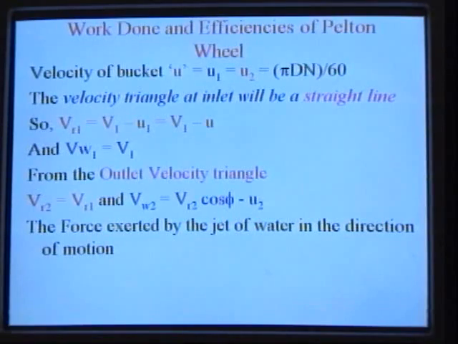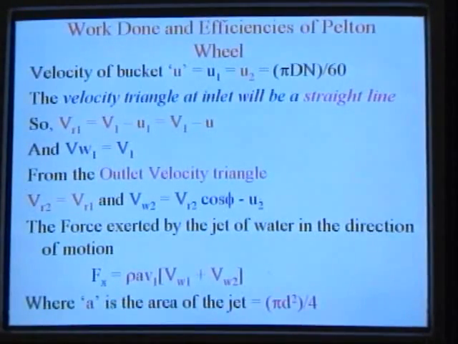Now to calculate the force exerted by the jet of water in the direction of motion, we have force is equal to mass into change in velocity. So from this we get the equation as Fx is equal to rho a v1 into (Vw1 plus Vw2), where rho a v1 is the mass of the fluid, where A is the area of jet, which is given by pi d square by 4.